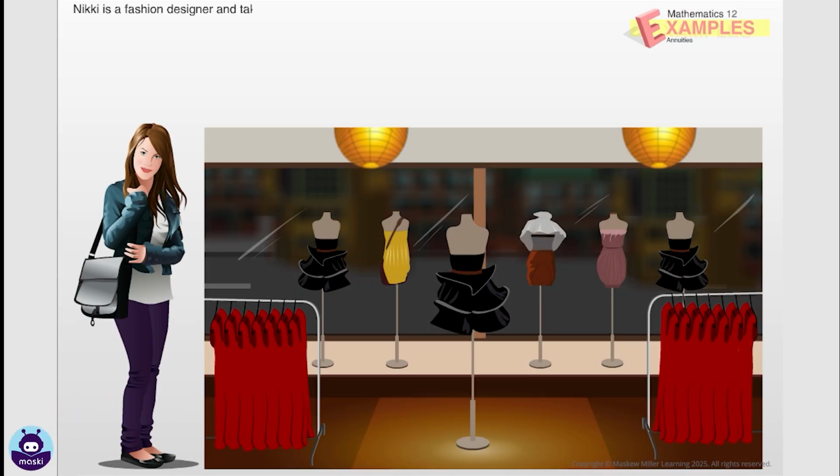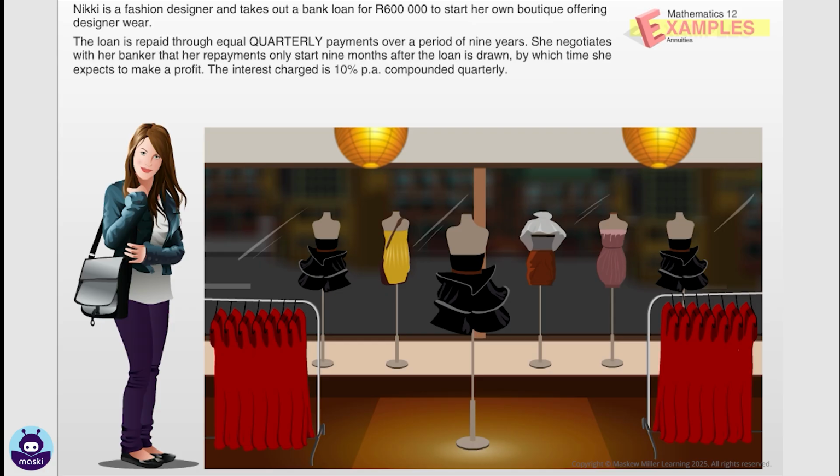Example 2. Nikki is a fashion designer and takes out a bank loan for 600,000 Rand to start her own boutique offering designer wear. The loan is repaid through equal quarterly payments over a period of 9 years. She negotiates with her banker that her repayments only start 9 months after the loan is drawn, by which time she expects to make a profit.